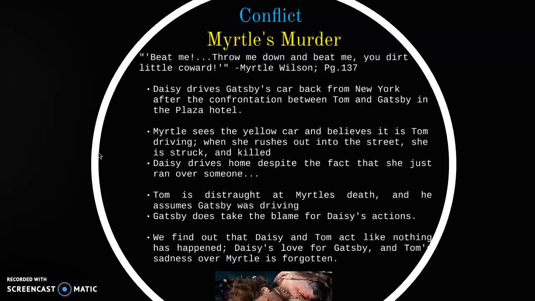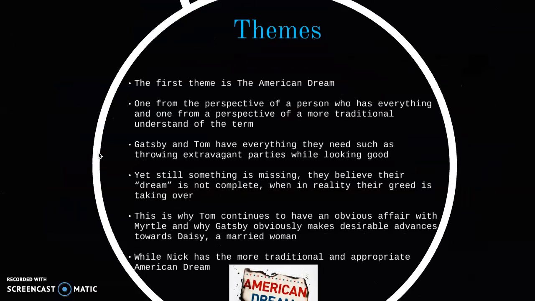Daisy drives Gatsby's car back from New York after the confrontation between Tom and Daisy. Myrtle sees the yellow car and believes it is Tom driving when she rushes into the street and she's struck. Daisy drives home despite the fact that she just ran over someone. Tom is distraught at Myrtle's death, and he assumes that Gatsby had done it, and Gatsby is being blamed, but he doesn't say that Daisy did it. We find out that Daisy and Tom act like nothing ever happened. Her love for Gatsby and Tom's sadness over Myrtle is forgotten.